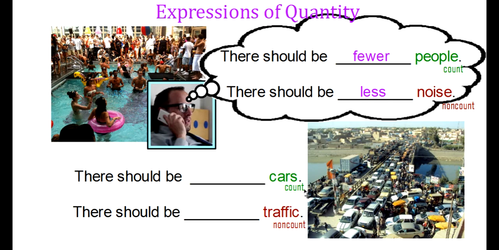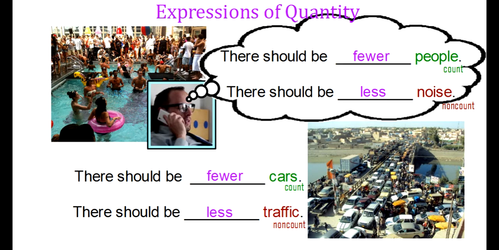Let's see the example again with the traffic. There's too much traffic. There are too many cars. There should be fewer cars. There should be less traffic. So our structure here, there should be fewer count. There should be less non-count.